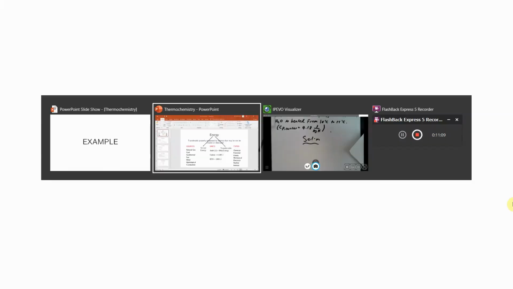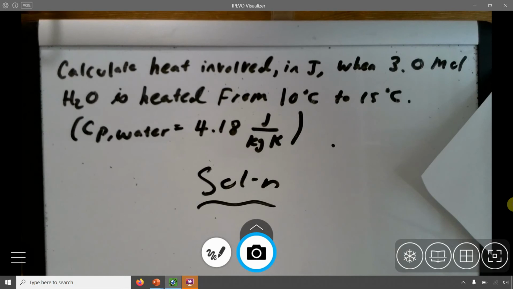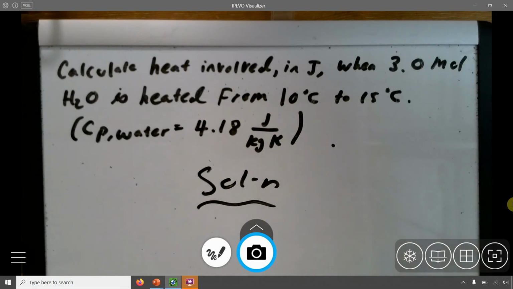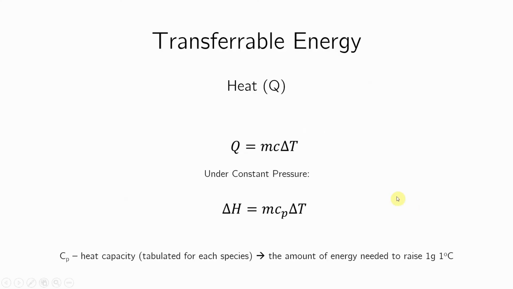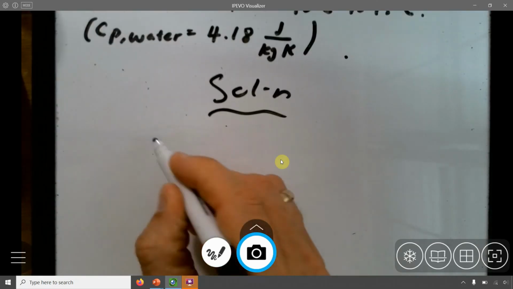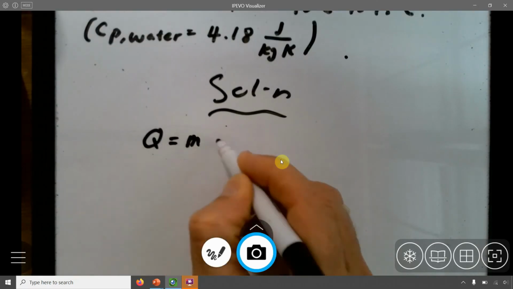So I'm going to go over to my whiteboard here. Here's a question. Calculate the heat involved in joules when 3 moles of water is heated from 10 degrees Celsius to 15 degrees Celsius. And I'm giving you the CP of water here is 4.18 joules per kilogram per Kelvin. Okay, so let's talk about how to do that. First of all, I am looking for heat, which is going to use this equation here. Q is equal to MC delta T.